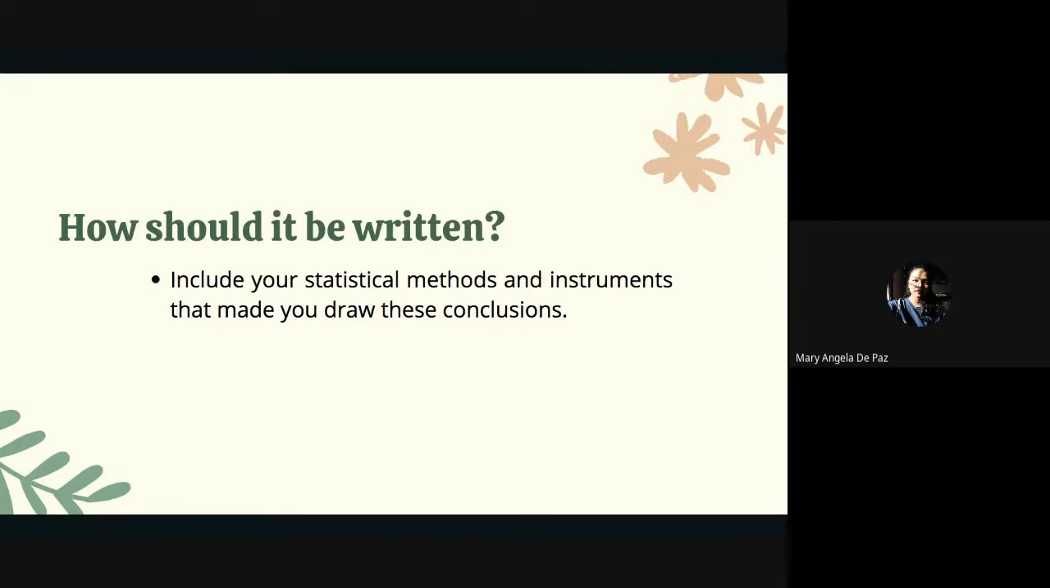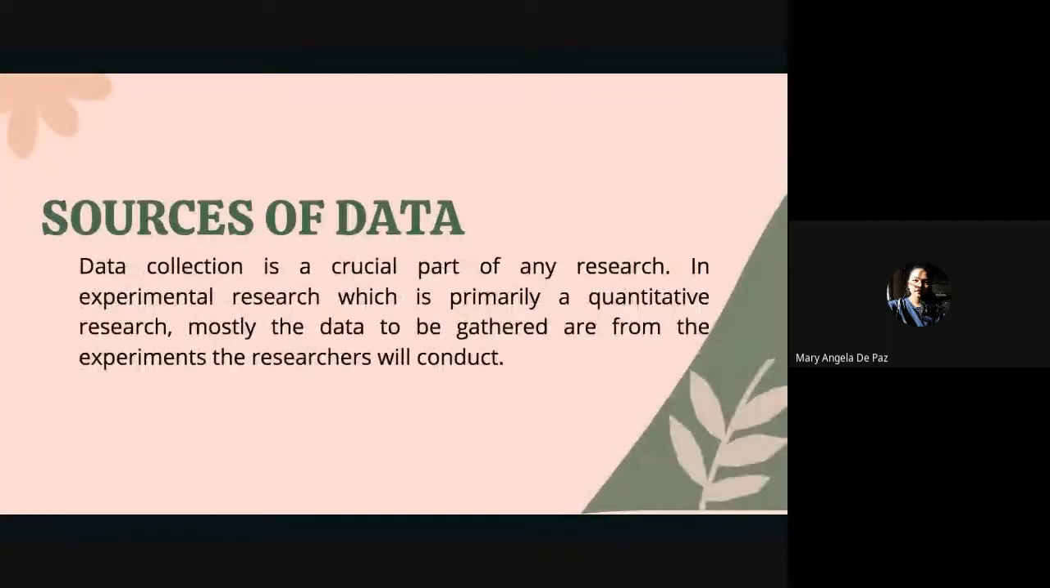So next we have sources of data. As we all know, data collection is a crucial part of any research. In experimental research, which is primarily quantitative research, mostly the data to be gathered are from the experiments the researchers will conduct. They are collected through active intervention by the researchers to produce and measure, change, or create difference when a variable is altered.